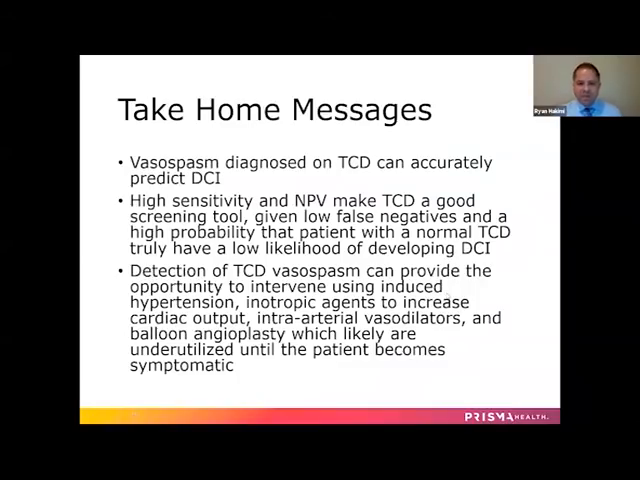So the take-home messages are that vasospasm diagnosis on TCD can accurately predict DCI. The high sensitivity and negative predictive value make TCD a good screening tool because of the low false negatives and a high probability that the patient with a normal TCD will truly have a low likelihood of developing DCI. Detection of TCD vasospasm can provide the opportunity to intervene using induced hypertension, inotropic agents, intra-arterial therapy, balloon angioplasty, and so on and so forth, as opposed to just simply waiting until the patient becomes symptomatic.